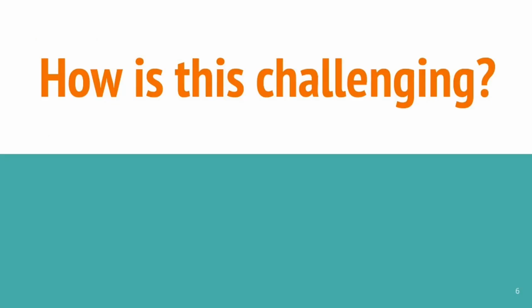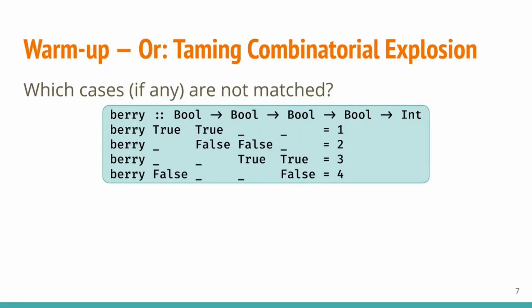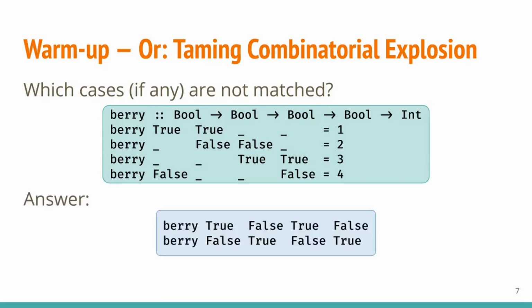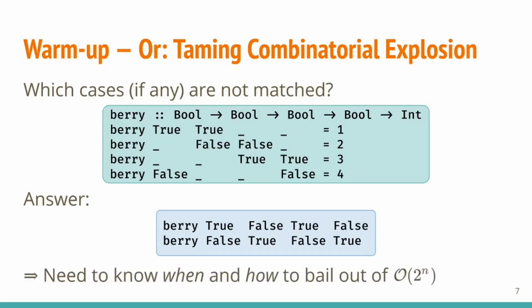So how exactly can something that looks so simple give us so many headaches? Let's start with a little warm-up exercise. Is this function exhaustive? Well, that's a pretty suggestive question, and since this isn't a live talk, I won't be waiting for you. The answer is no, and these are the values that it failed to cover. There are only 4 pattern matches, but 16 different combinations of arguments to consider. Clearly, a scalable automated checker needs to know when and how to bail out of this exponential behavior.